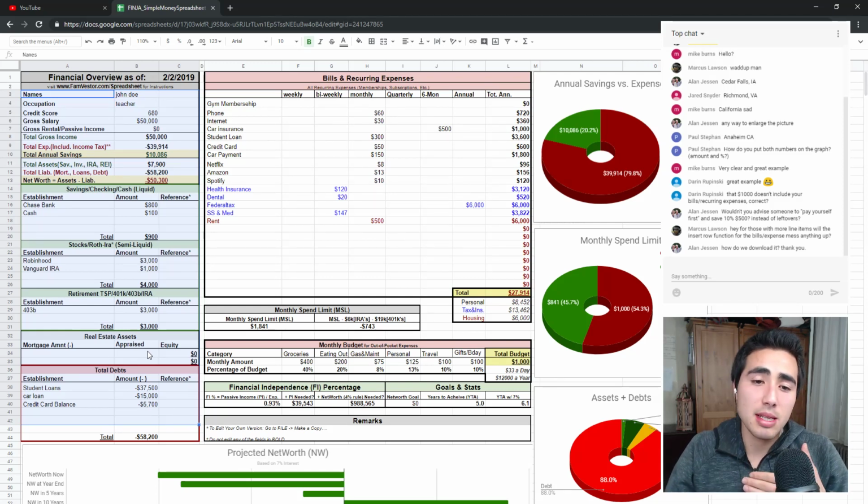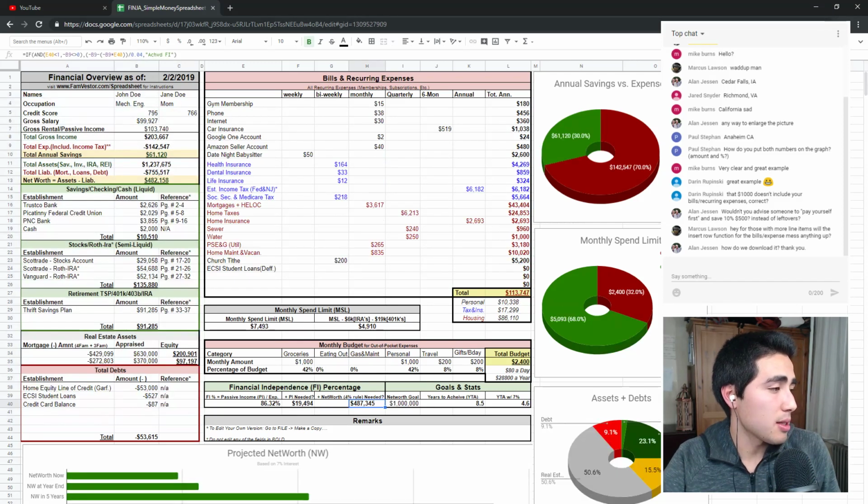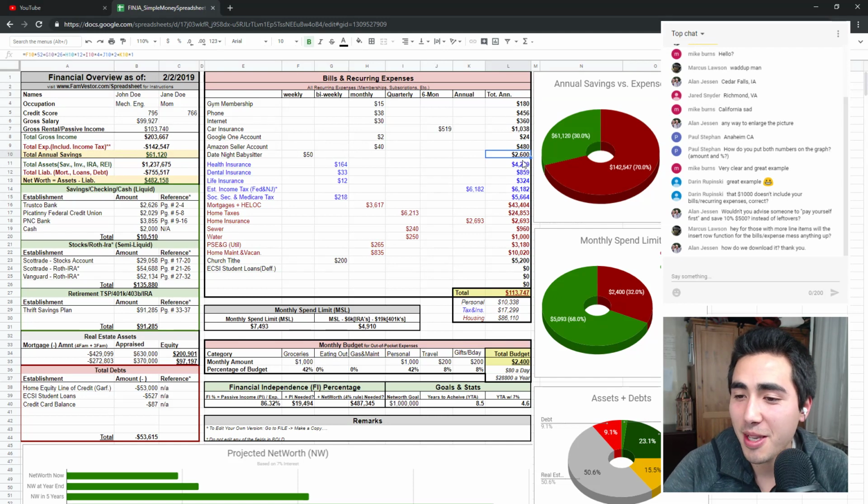You know, we added on that babysitter recently and that took away some of our savings rate. You know, $50 a week doesn't seem like much, but it's $2,600 a year. It adds up, things like that.